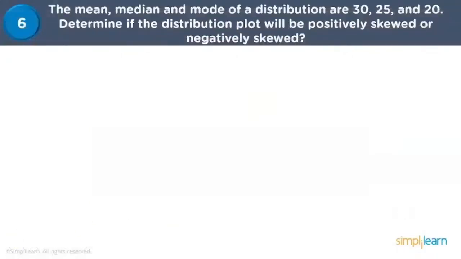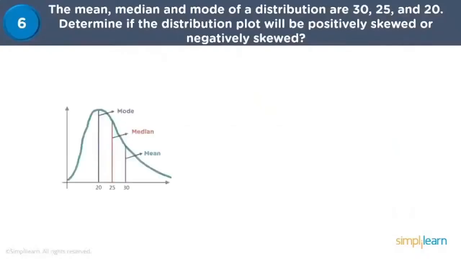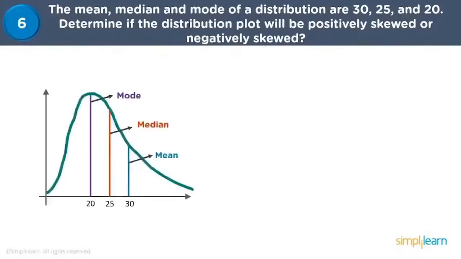Now moving to the sixth question. The mean, median and mode of a distribution are 30, 25 and 20. We need to determine if the distribution plot will be positively skewed or negatively skewed.